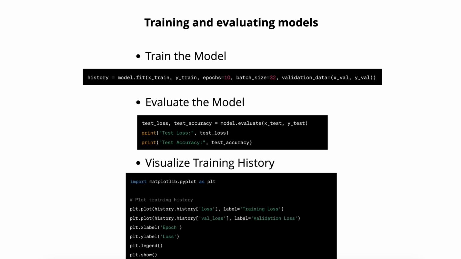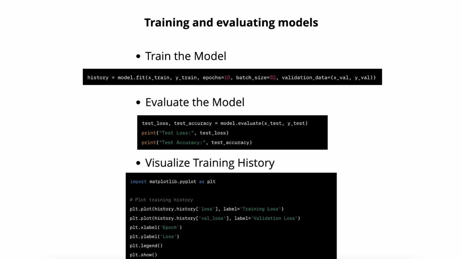Fifth step is to evaluate the model. Evaluate the model performance on a separate test dataset or validation data to assess its accuracy and generalization. Example is here where we pass test_loss, test_accuracy is model.evaluate xtest and ytest, and print the test loss and print the test accuracy.